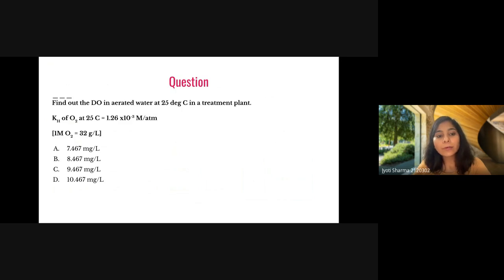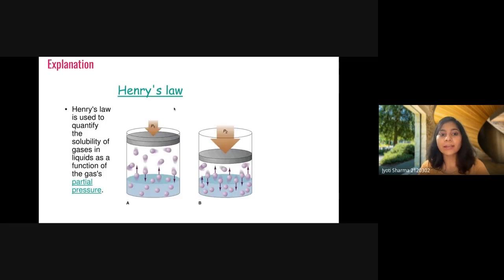So, if you want to calculate the dissolved oxygen in the water in the treatment plant, kH is one constant that is given, the Henry constant, and its value is also given, and the molar mass of oxygen is also given, 32 gram per liter. So can you tell me how much of the oxygen will be dissolved in the river, or let's say the ocean, or any aerated water? This we can calculate using Henry's law.